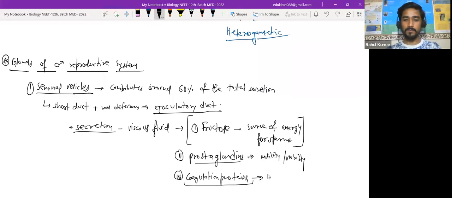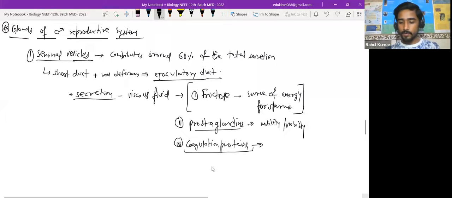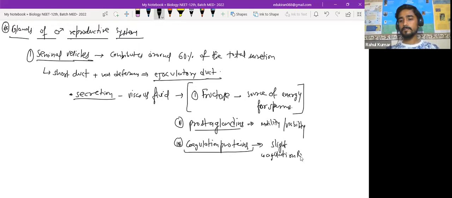Just because Arpit asked, we discussed this. So write down coagulation proteins. It causes a slight coagulation reaction in the semen after ejaculation. Of course, it will not do it before ejaculation. Otherwise, it will coagulate in the male system itself and can choke the male system. So it works only after.